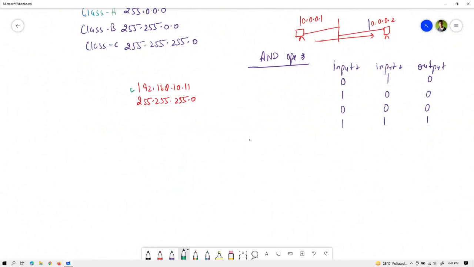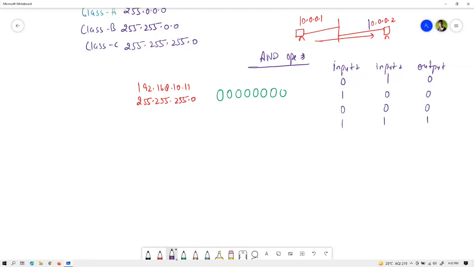So I have this address. What will be the binary? We will create the binary for both the network address and the IP address, and the subnet mask. Input 1 will be the IP address bits, input 2 will be the subnet mask bits, right? And the output will be the network address. If they are matching, they belong to the same network. Otherwise, it is a different network.